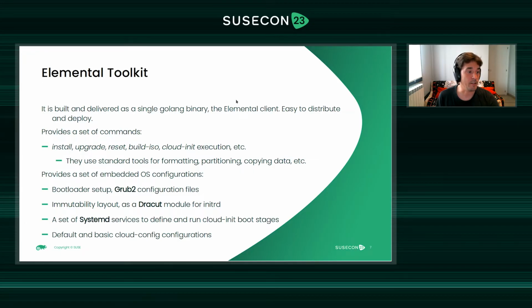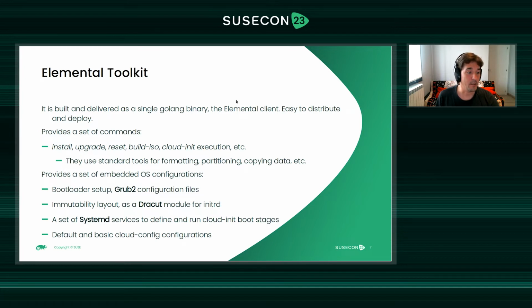In addition, this binary also provides a set of embedded OS configurations. These embedded OS configurations include the bootloader configuration files, and also the GRUB configuration files. In addition, they include dracut module files, and this dracut module is responsible for setting the immutability of the OS. In order to set the immutability feature in an Elemental OS, it is enough just to drop in the dracut module files.